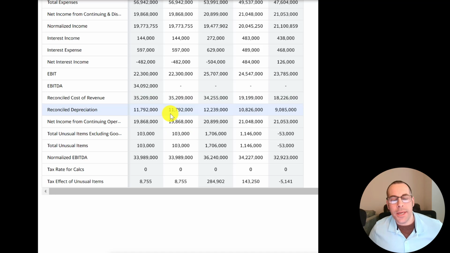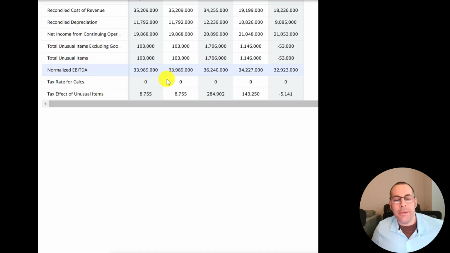Net income from continuing operations. Total unusual items excluding goodwill. This is everything in other income and expenses. And this number includes goodwill. Since there's no goodwill, it's the same number. When it says goodwill, that means a goodwill impairment. Normalized EBITDA. When it says normalized, it takes the EBITDA minus the $103 million from other income and expenses.